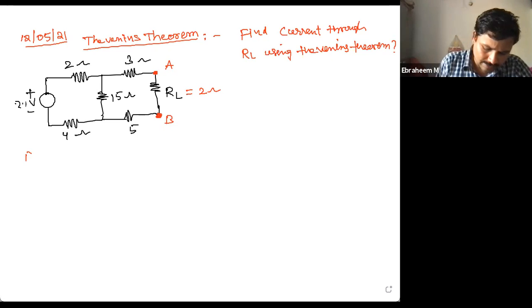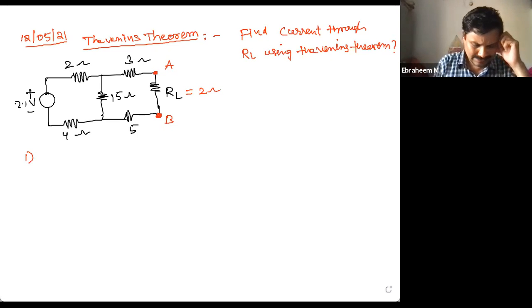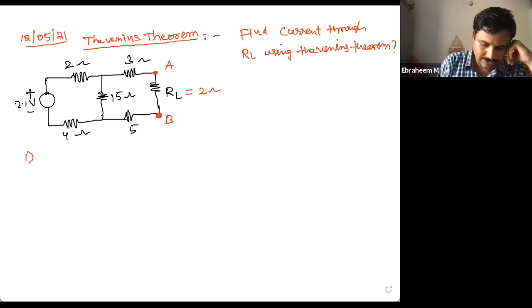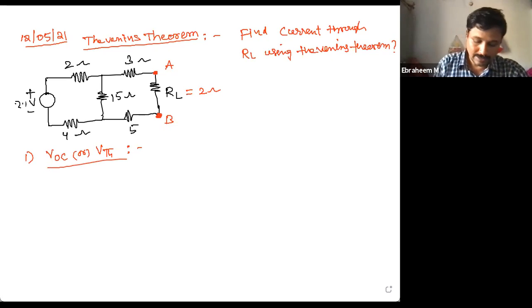We can find VOC, open circuit voltage, or VTH. This is also called, right? Finding VOC or VTH. Okay. So what is the procedure? Open circuit the terminals A and B, right?